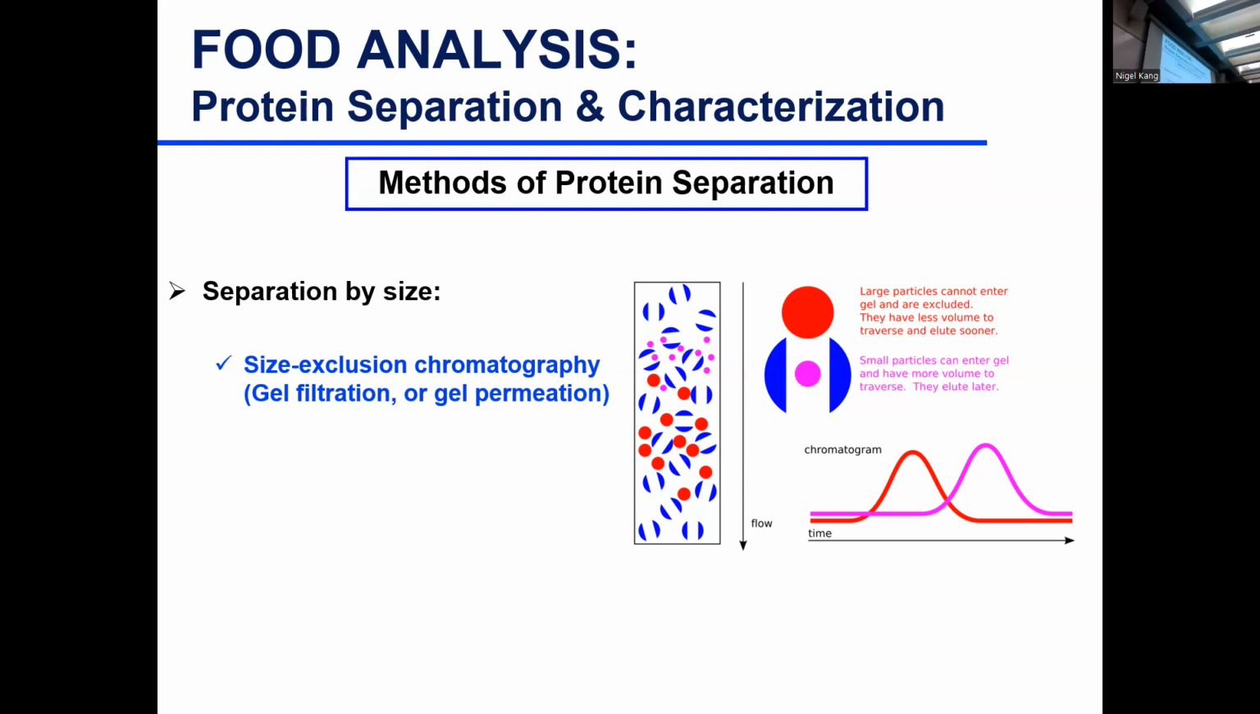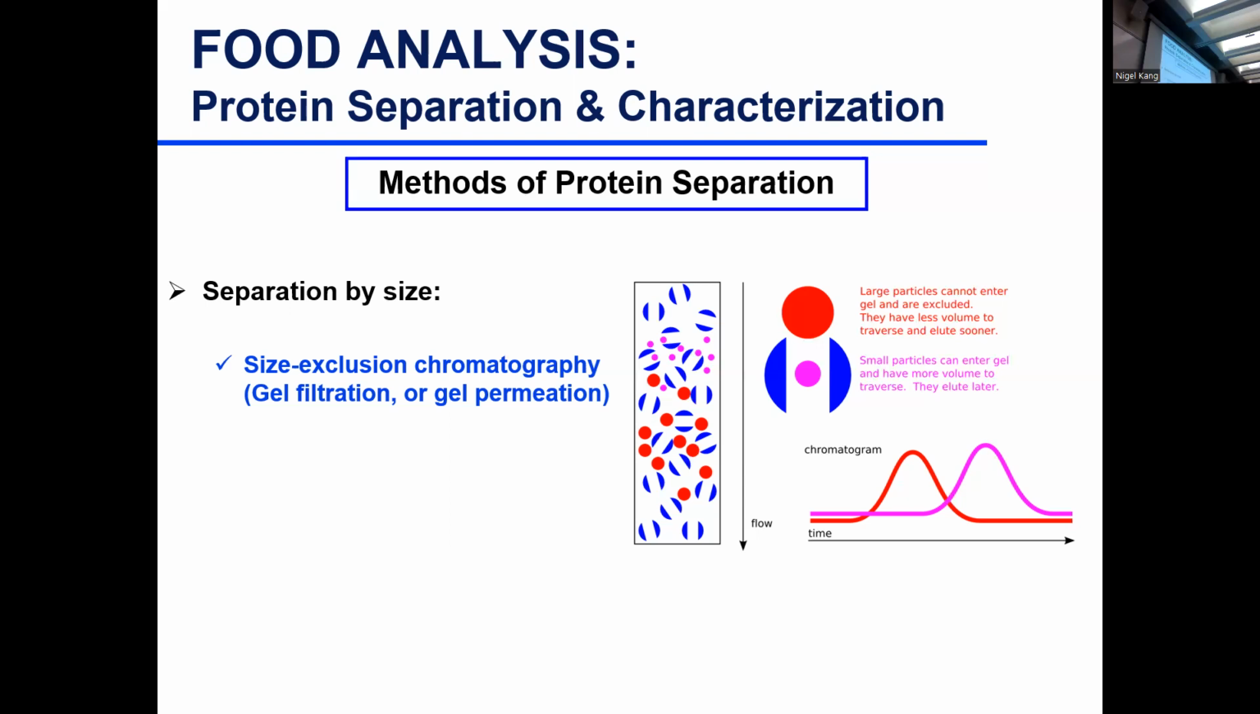Because we don't have smaller shells. If we choose another column with a different pore size, then probably we can separate those smaller molecules. Depending on our column, we can separate, for example, some columns can separate proteins with molecular weight between 10 to 100 kilodalton, or 20 to 200 kilodalton.